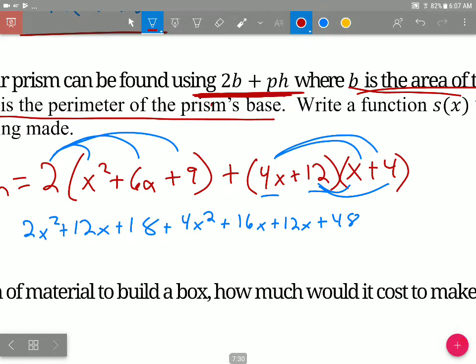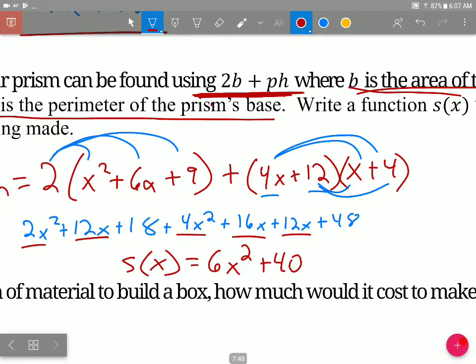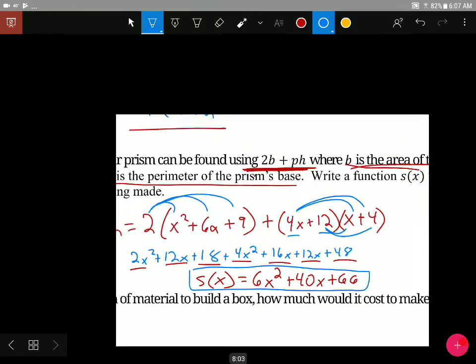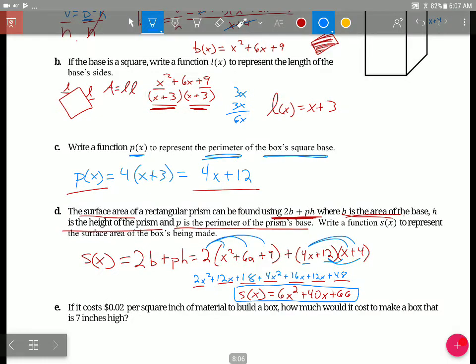So the surface area of the box, I've got 2 plus 4, that's 6x squared. 12 plus 16, that's 28, plus 12 is 40, so plus 40x. And then 18 plus 48, 8 and 8 is 16, so that's 66. That is the equation for the surface area: 6x squared plus 40x plus 66. This is a toughie. A lot of math involved in this.